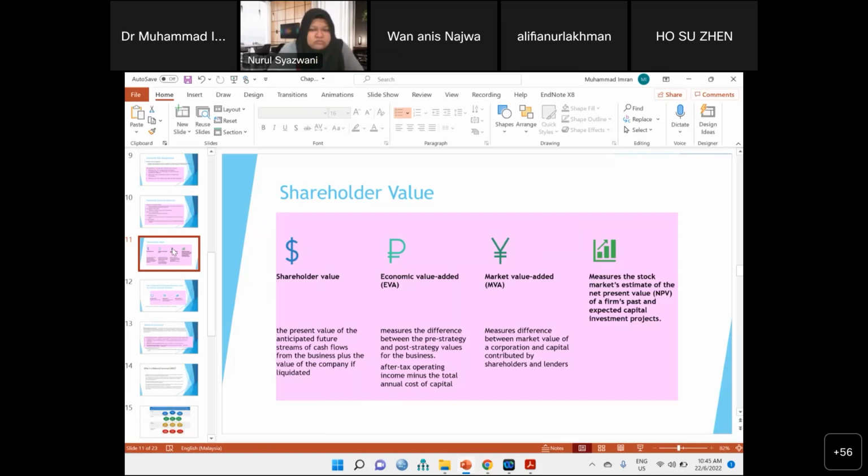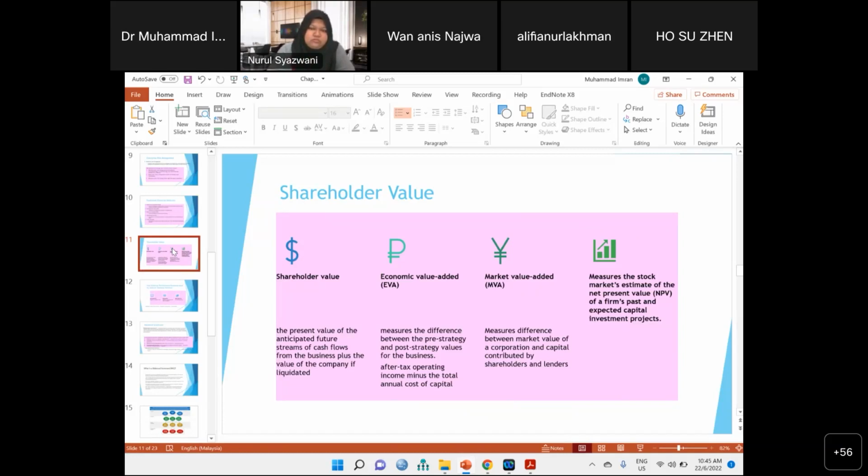The other one is economic value added, EVA. EVA has become an extremely popular shareholder value method of measuring corporate and divisional performance, and may be on its way to replacing return on investment as a standard performance measure. Yes, it's replacing the return on investment measure. EVA measures the difference between the pre-strategy and the post-strategy value for the business. Understand? This is the advantage.